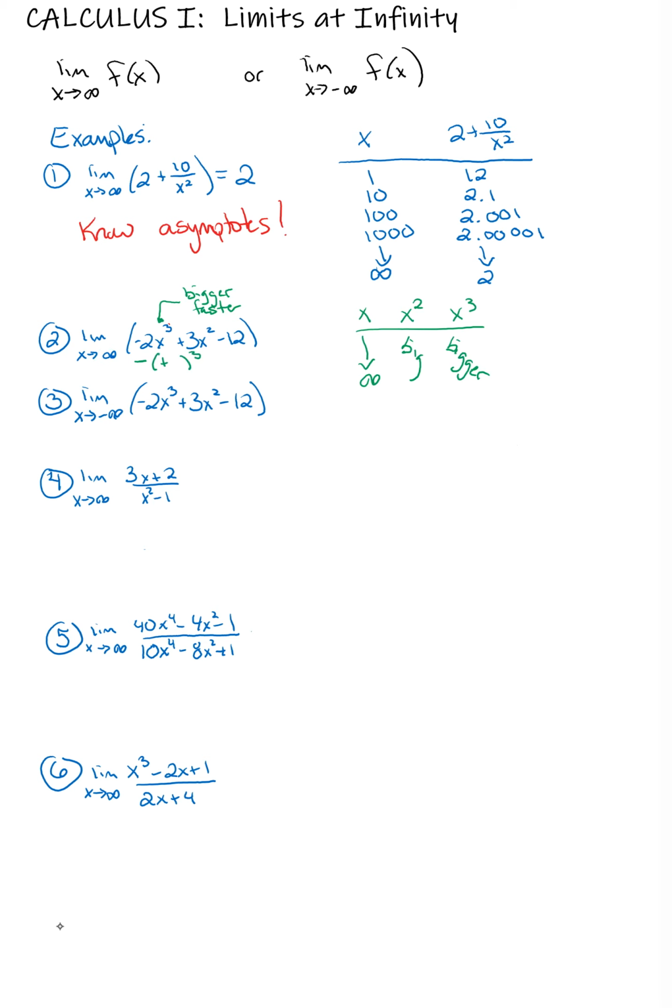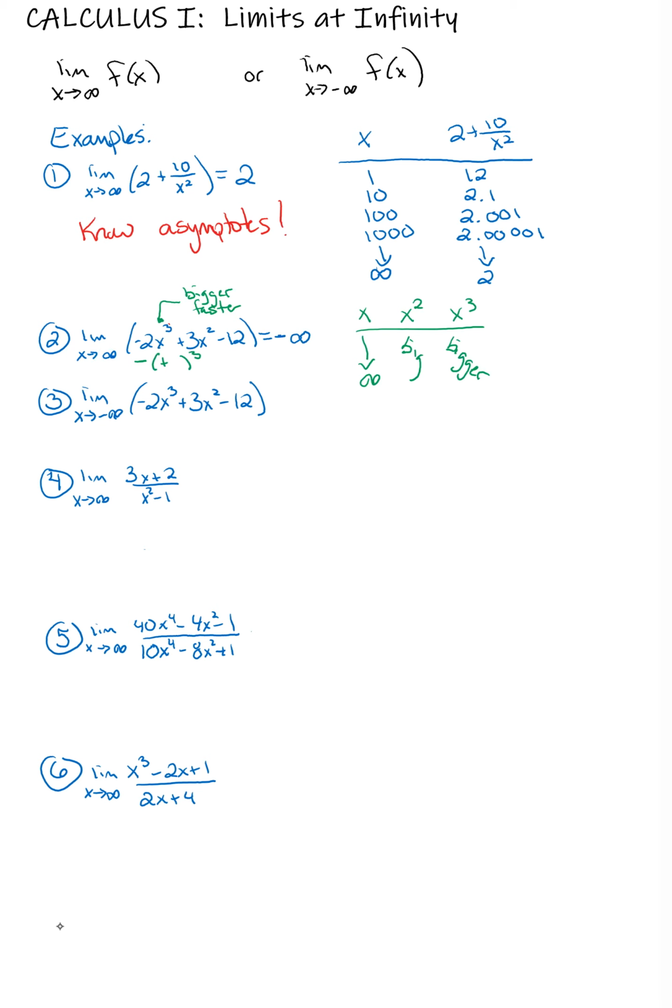So a negative times a positive to the third power gives us a negative. So what we end up with is a negative, but it is still going in the infinite direction, so we end up with negative infinity for that one.